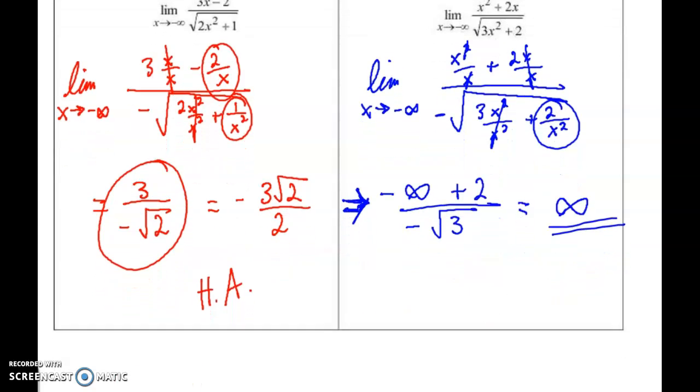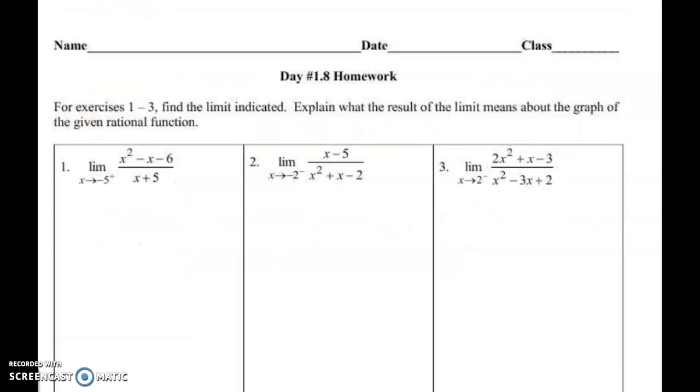And I believe you should be ready to work on the homework now. So that's the next slide.